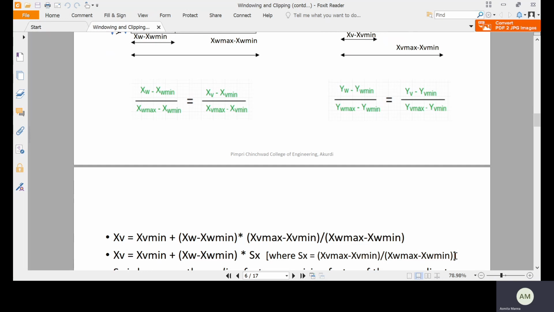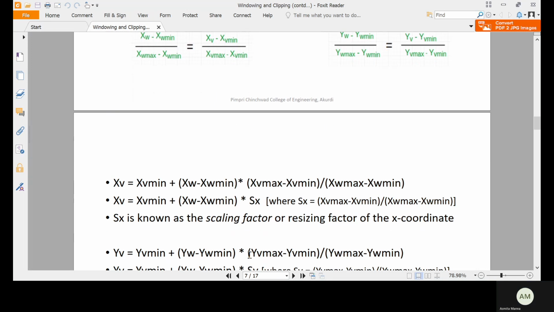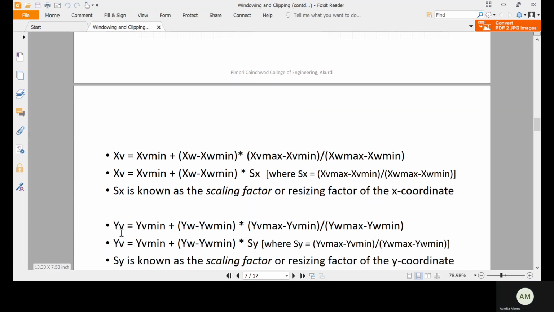length of the viewport by the length of the window, we will call it the scaling factor in x direction, or Sx. We can write xv equals xv mean plus xw minus xw mean whole into Sx. Sx is known as the scaling factor or the resizing factor of the x coordinate. Similarly, I can calculate for yv as well.